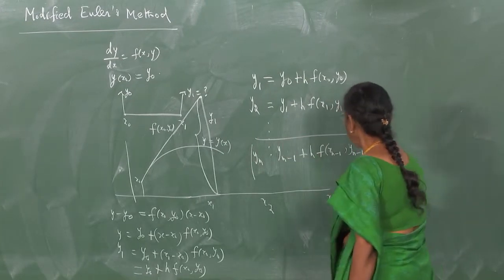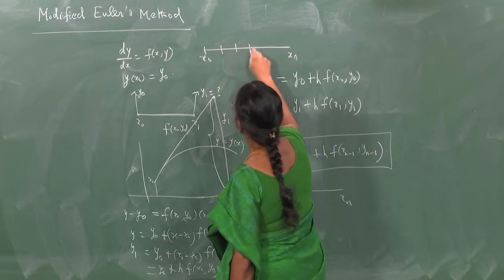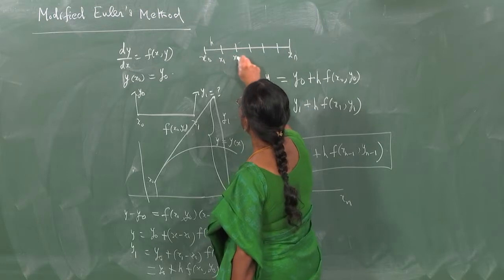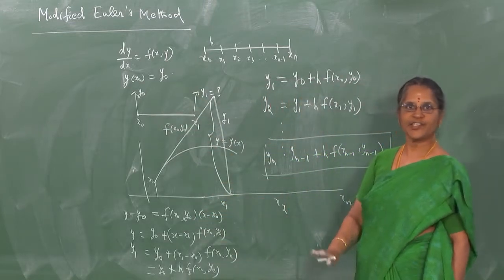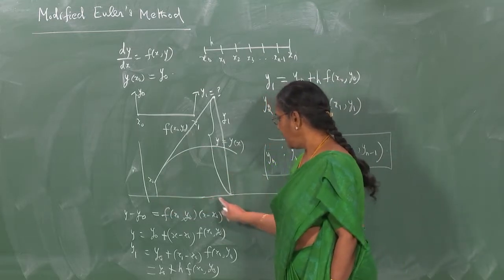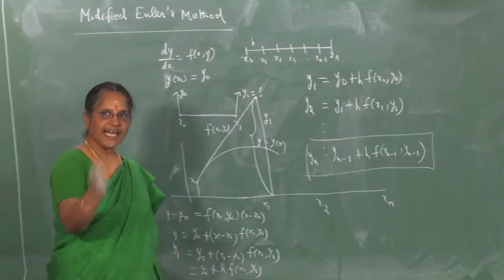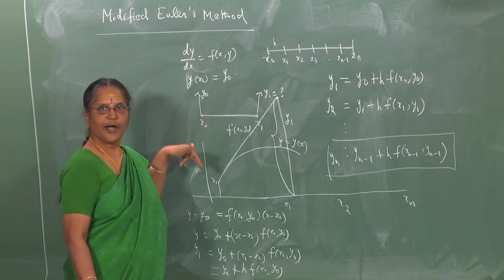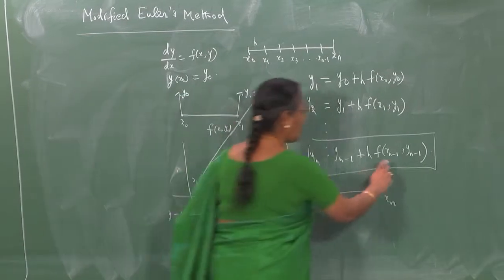So, if I require the solution of this problem in the interval x naught to xn, I divide the interval into a number of equally spaced points with step size h and determine the solution at these points using Euler's method, which is based on the assumption that the solution curve in any subinterval of the form x naught to x1, or any subinterval of the form xi to xi plus 1, is approximated by a straight line passing through the point xi comma yi and having slope f of xi, yi. That is what Euler's method is.